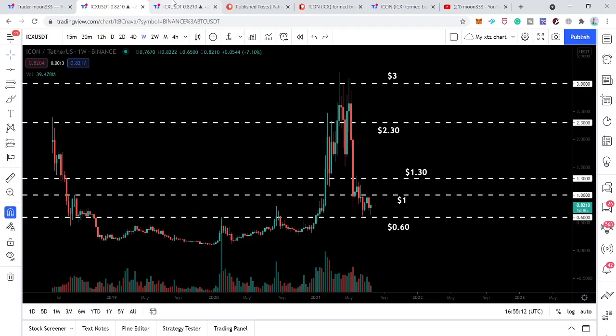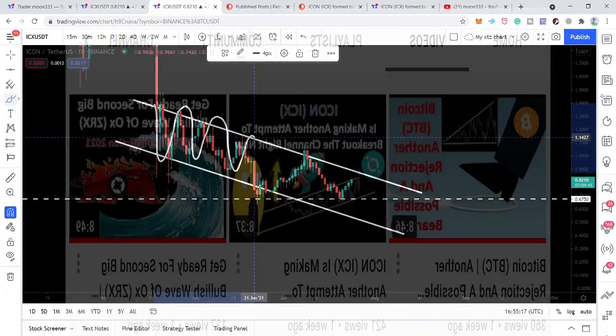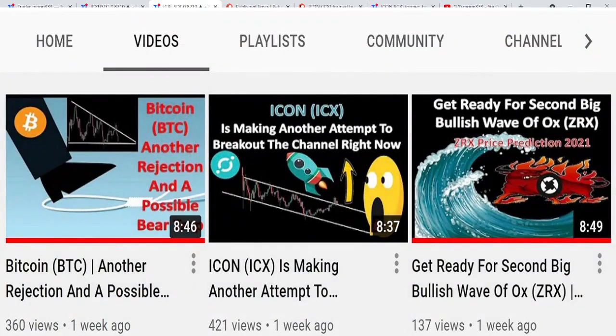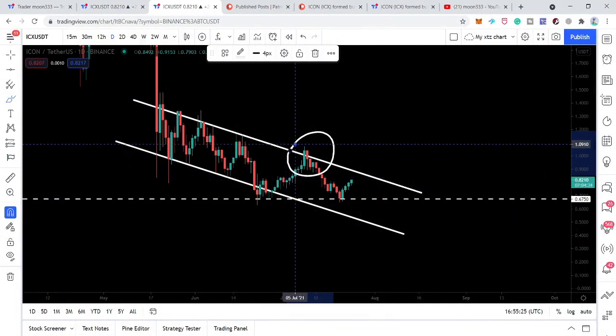Now on the daily time frame chart, the price action is still moving in this down channel that we have already seen in my previous video as well. At that time the price line was trying to break out this resistance of the down channel, but unfortunately the price action moved back and tested this resistance.